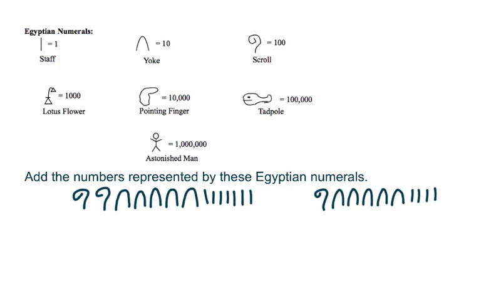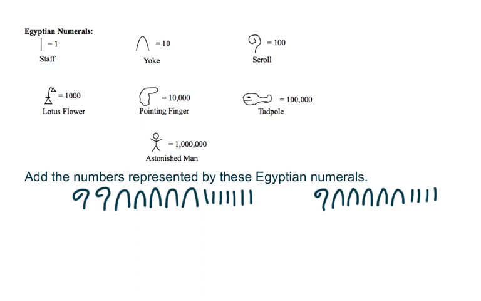Now, one way we could do this, of course, would be we could convert them to modern format and then add them and then rewrite them in Egyptian form. But the Egyptians would have thought in Egyptian. So let's think about that from their point of view. These are fairly small numbers. I only see staffs, yolks, and scrolls, so this is hundreds, tens, and ones.